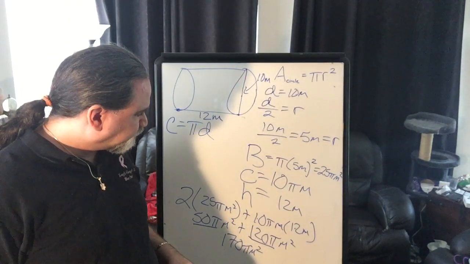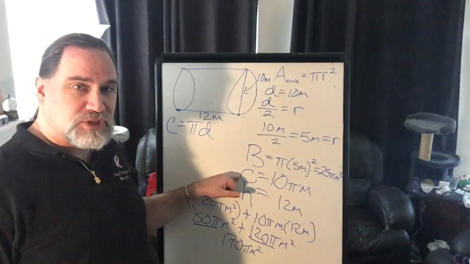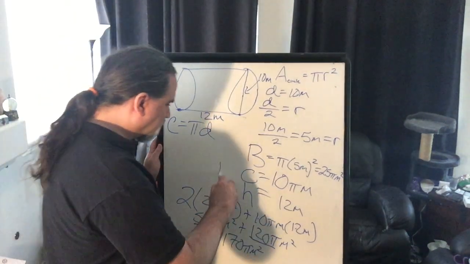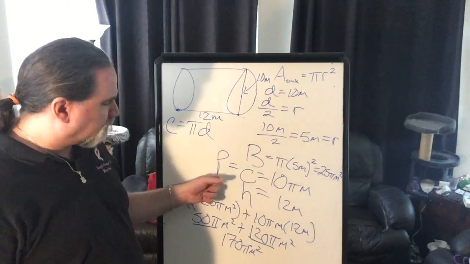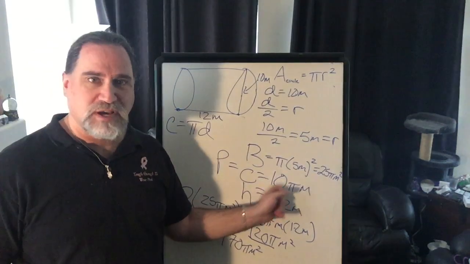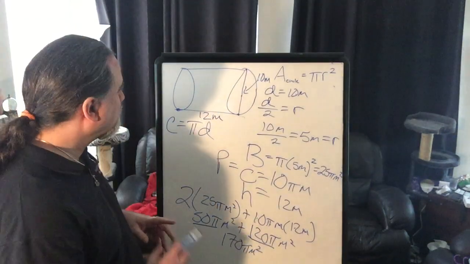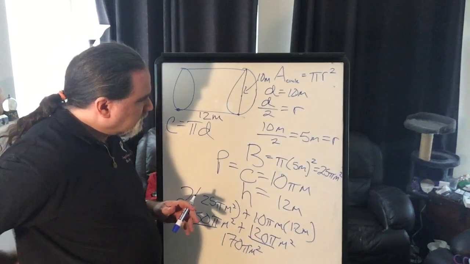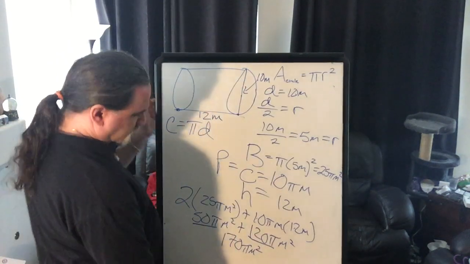Okay? So the only thing that changed was our description here. And in fact, sometimes I like to do that and just say perimeter equals circumference equals, this is how we figured it out. Okay?